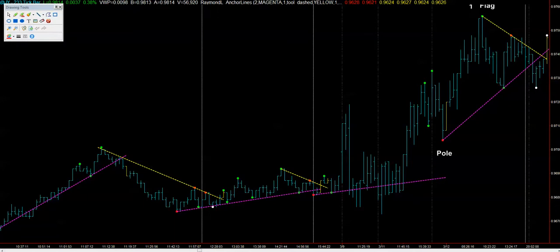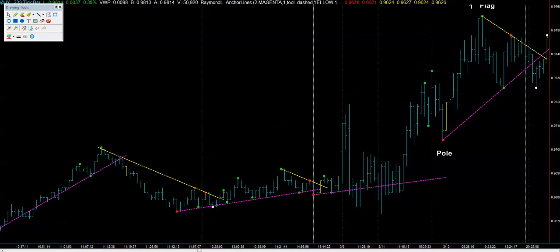So we start with, I've alternated different colors for each sequence. Odd numbers are going to be in white and even numbered sequences will be in blue so that they are easily identifiable. So we start with the first sequence of a pole followed by a flag. There's your pole and there's your flag.